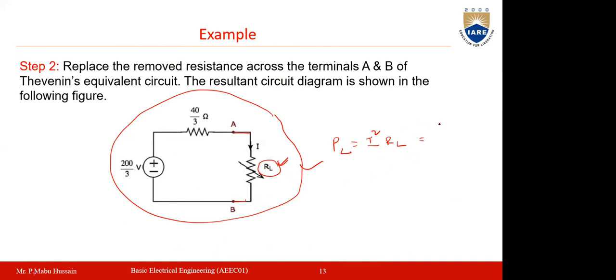As we already derived, that value is V Thevenin square by 4 R TH. So this is the maximum power. So maximum power delivered to the load will be equal to V Thevenin square by 4 R TH. Directly you can use this, or by using the expression you can also derive it. As we already derived, you can use the direct formula. So PL max will be equal to V Thevenin square by 4 into R TH, and the value of V Thevenin is known, and the value of R Thevenin is also known.